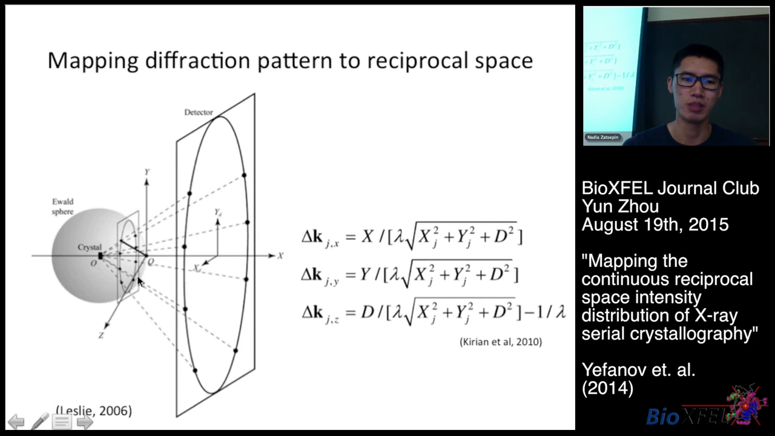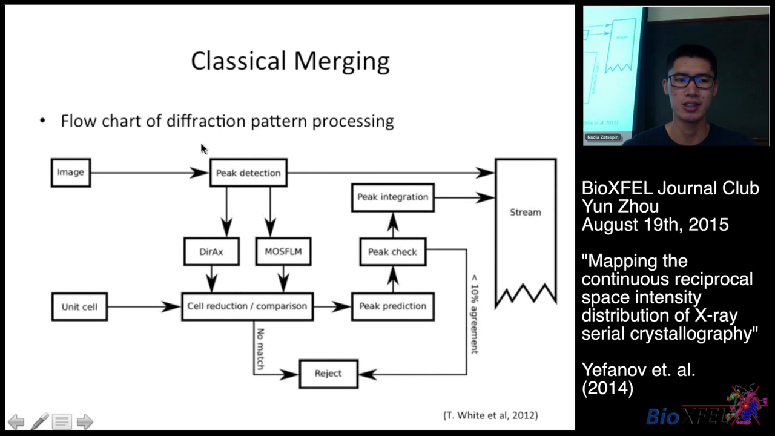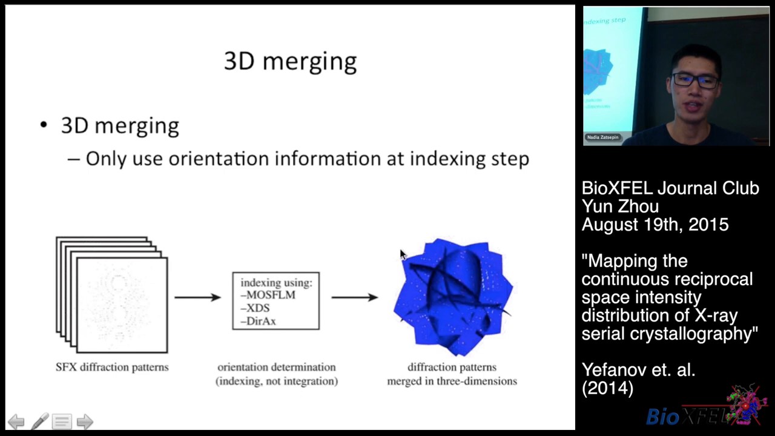Now I'll show you something more about classical merging. For the classical way of doing data analysis, you get an image and do peak detection, then use MOSFLM or DIALS to index them. Basically you find the orientation and assign HKL values to each spot, and you get a list of peaks for each diffraction pattern, and then you do integration to get structure factors. So basically it's classical merging, but the 3D merging proposed in this paper is a little different. We also have patterns, and we also use MOSFLM or some indexing program to do indexing.